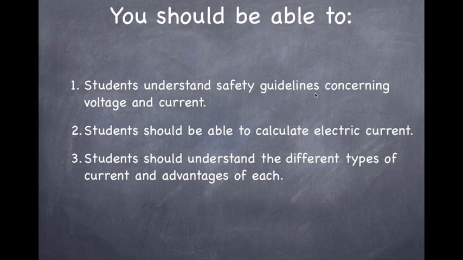So by now you should understand the safety guidelines and how to use them in the lab. You should be able to calculate electric current from charge, and I'm saying you should be able to go from grams to moles to number to charge to current. You should be able to do all of that. And then you should understand the different types of current and the advantages of each. Why do we use alternating current? What is good about direct current that might have been better if we would have used direct current to begin with?